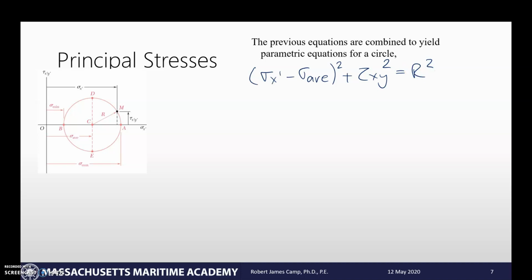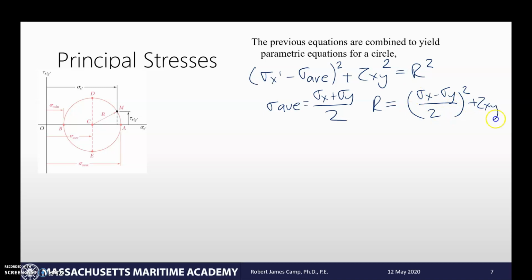There's a lot of algebra involved in that. I don't really care that you can work through it because you'll never do it again beyond just deriving these equations. So sigma average is going to be what? Well, that's going to be our original stresses divided by 2. Now, notice these are the originals, not the transformed. And then what's our R going to be? Well, R is going to be the square root of the difference between those two stresses, divided by 2, squared, plus tau xy squared. Once again, remember, all these stresses are the normal ones.